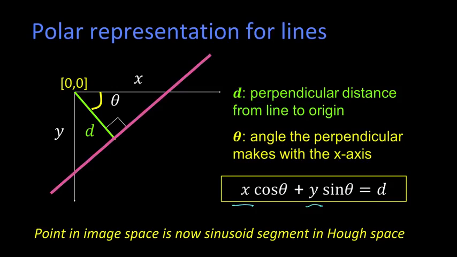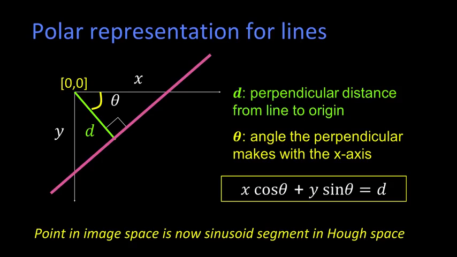See, before we had this beautiful duality of a point in image space was a line in Hough space, and a point in Hough space was a line in image space. Well, because we've introduced these cosines and sines, it's still a duality, but it's no longer just simply between points and lines.